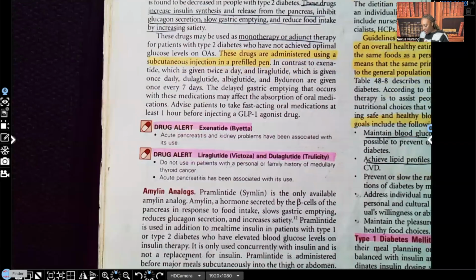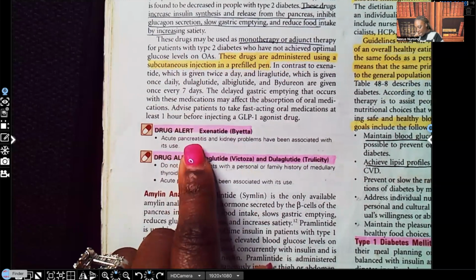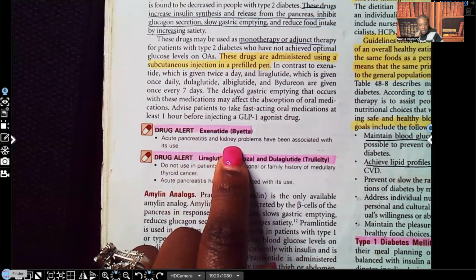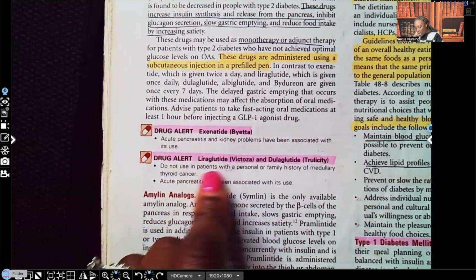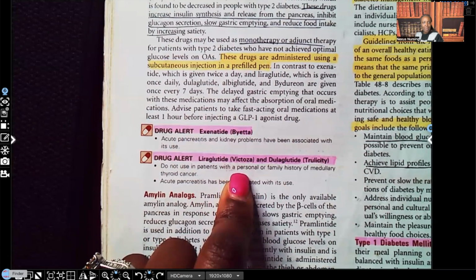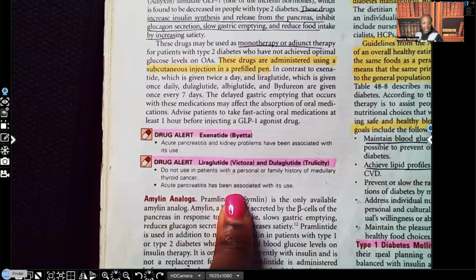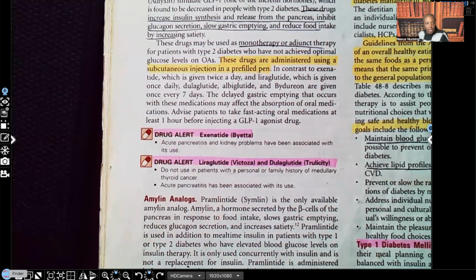Here are some important things you guys need to know. For the Byetta, acute pancreatitis, that's inflammation of the pancreas, and kidney problems have been associated with its use. And with the Victoza and the Trulicity, do not use in patients with personal or family history of medullary thyroid cancer. I think you guys remember this from all those Trulicity commercials. That's the first thing they tell you. That's a contraindication, medullary thyroid cancer. Acute pancreatitis, again, has also been associated with this use. And it makes sense because what does this drug affect? The pancreas, which makes and shoots out the insulin, right?